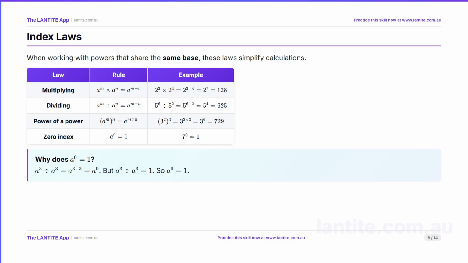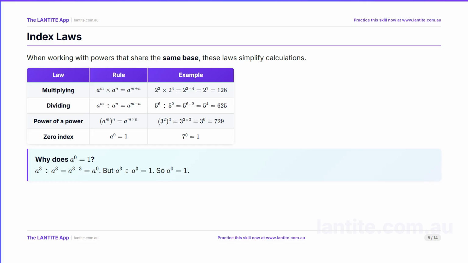When dividing powers with the same base, you subtract the indices. 5 to the 6 divided by 5 squared equals 5 to the power of 6 minus 2, which is 5 to the 4, or 625. For a power of a power, you multiply the indices. 3 squared all cubed equals 3 to the power of 2 times 3, which is 3 to the 6, or 729. And the zero index rule says any non-zero number to the power of 0 equals 1.